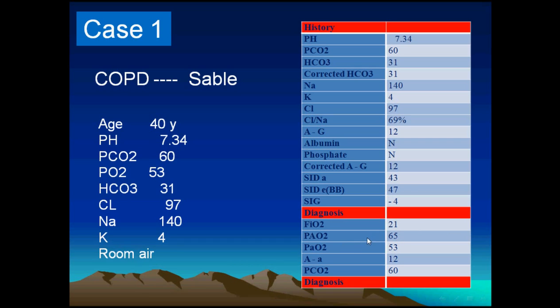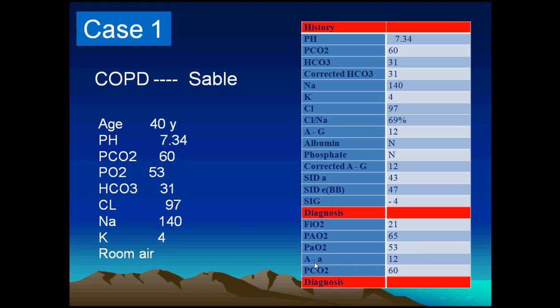Alveolar oxygen, when you measure it, this means the FiO2 multiplied by barometric pressure 760, which is 147, minus carbon dioxide over respiratory quotient 0.8. The alveolar oxygen in this case would be about 65 millimeters mercury. This is alveolar oxygen. So when you look at the oxygens, the arterial oxygen of this patient is written here, 53. So the difference between the two is 12.